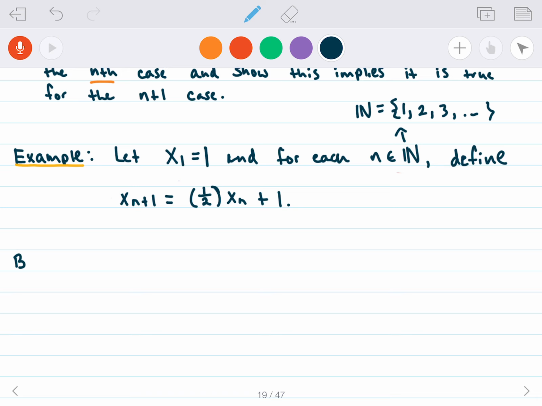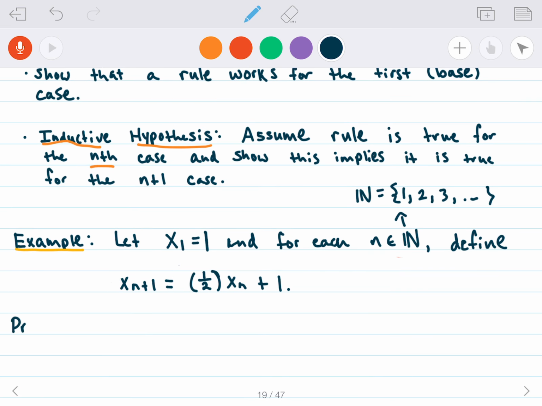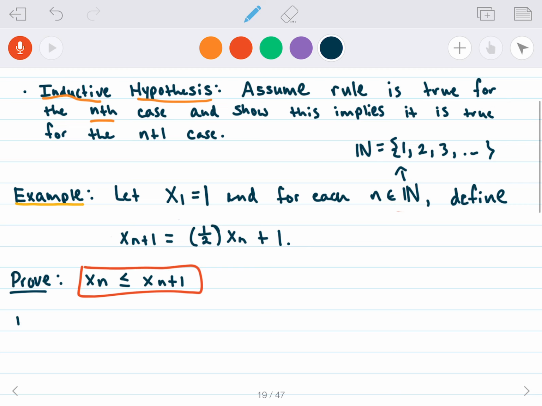And so the first thing we do in these types of proofs, and okay, we're trying to prove, let me write what we're trying to prove, that would be helpful. We're trying to prove that x sub n is less than or equal to x sub n+1. Okay, so for all n, we want to prove this. And so we want to start with the base case for these inductive proofs. So that's the very first possible natural number that we want to show that this inequality holds for. So the base case is when n equals 1.